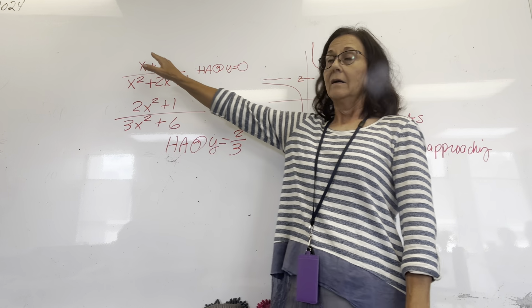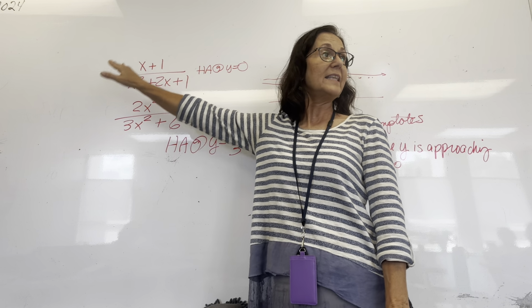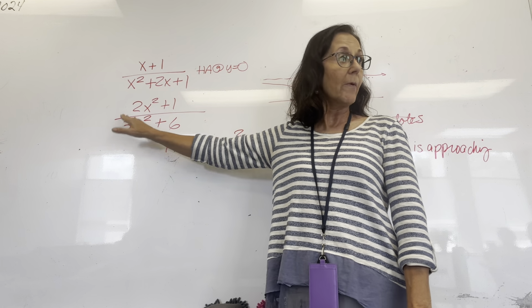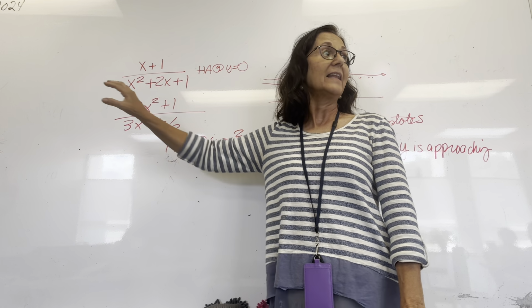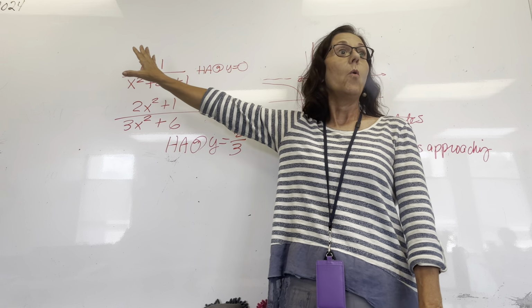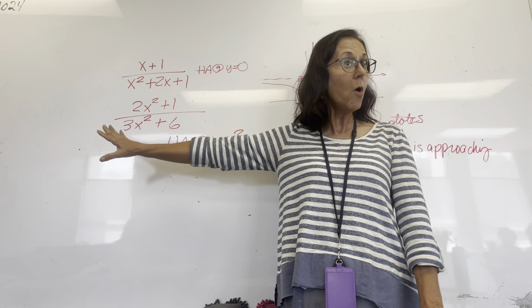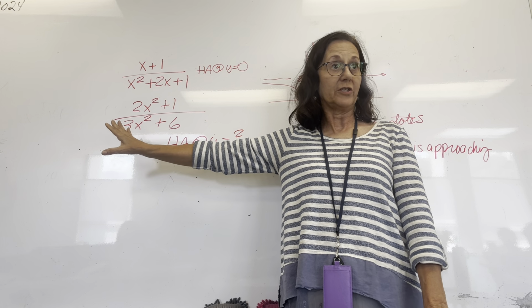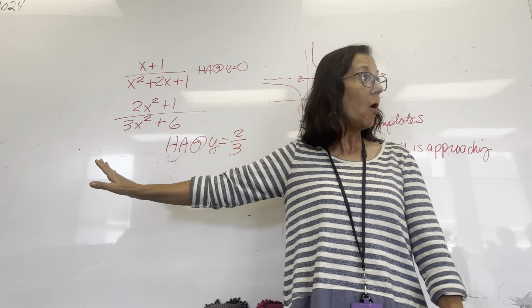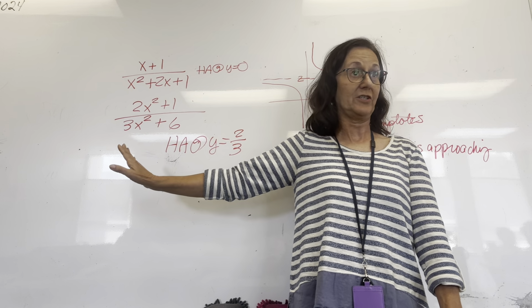So, numerator less than denominator: y equals 0. Numerator equals denominator: lead coefficient over lead coefficient.